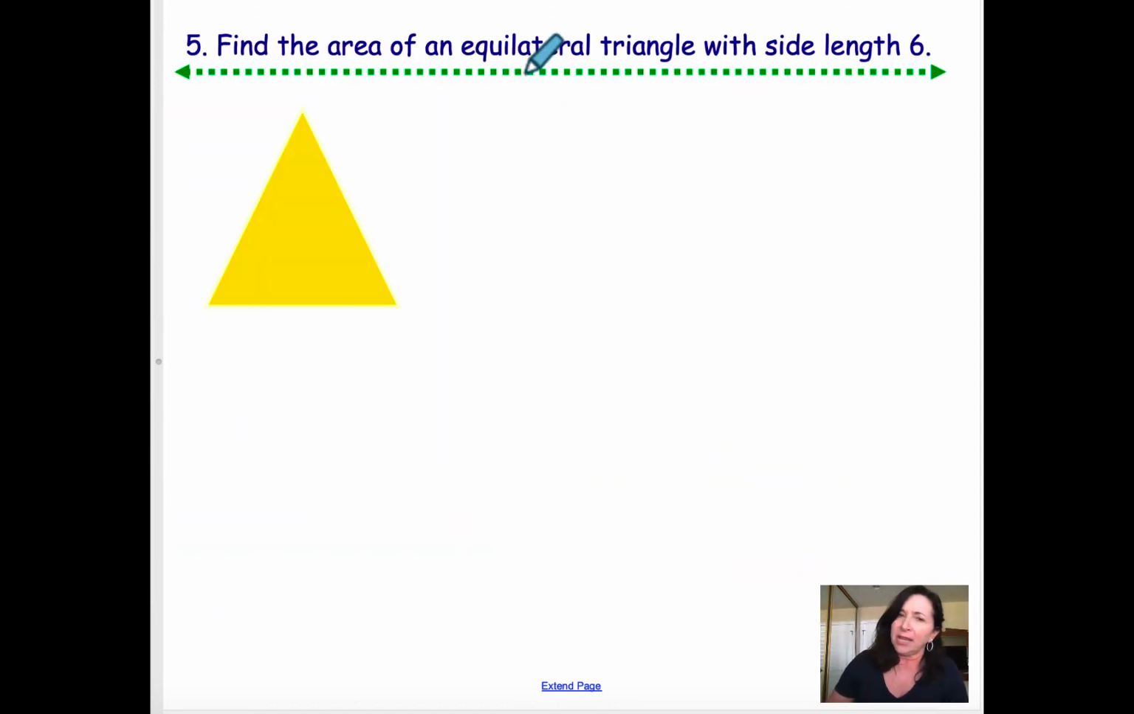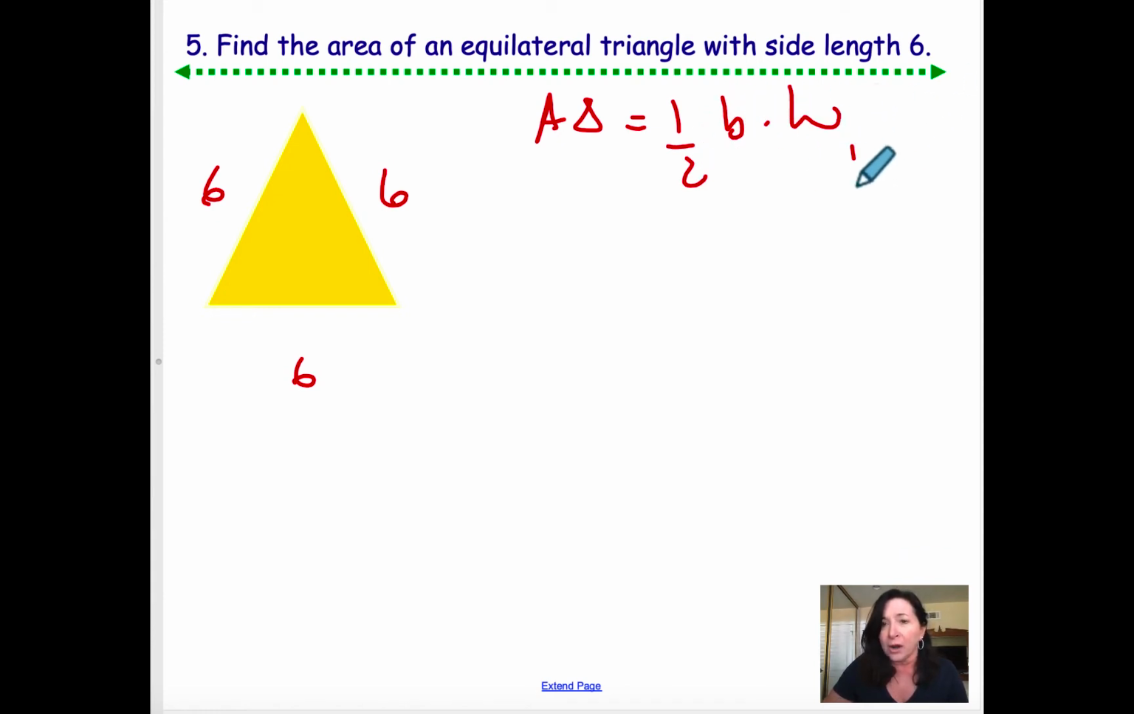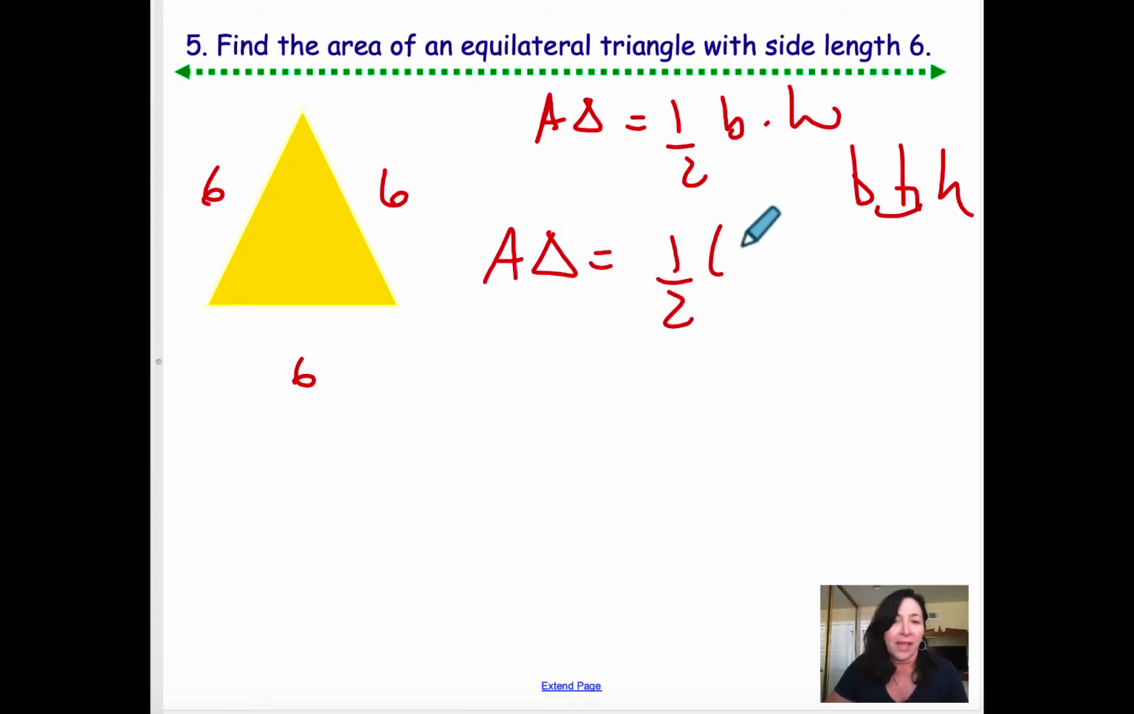Okay, here we go. Find the area of an equilateral triangle that has a side length of 6. Well, that means that if it's equilateral, all the sides are the same measure. Also, in order to find the area of a triangle, it is 1/2 base times height, where the base is perpendicular to the height. Has to be. So it's going to be 1/2 my base. I already know the base is 6. They gave me that information. But I do need to find the height.